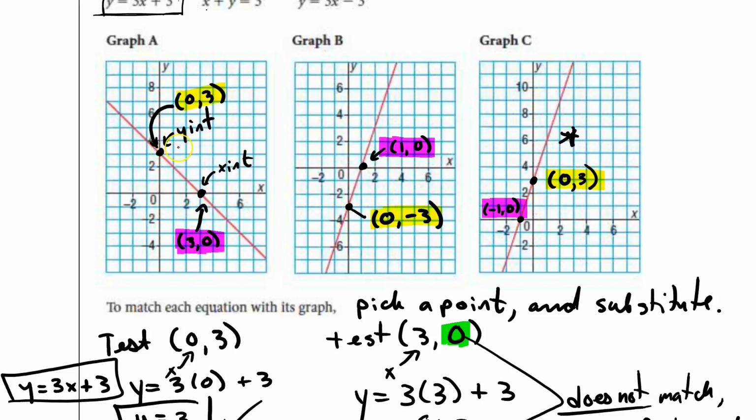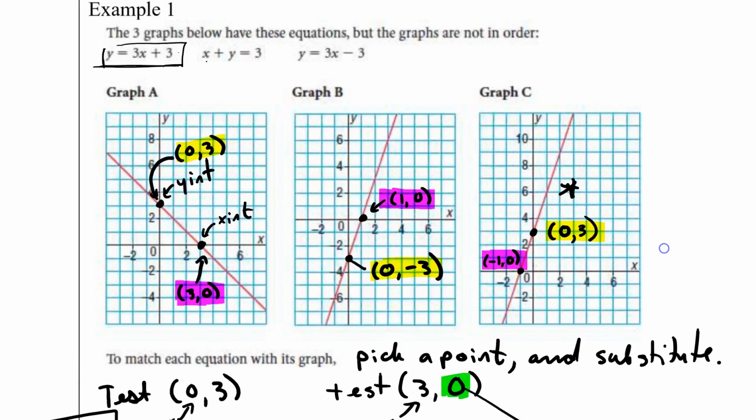Because there are only two graphs, either this first one or this one, that have the point 0, 3. We know that graph A does not match with y equals 3x plus 3, so we can arrive at the conclusion that graph C is y equals 3x plus 3. So we don't need to test those points anymore.